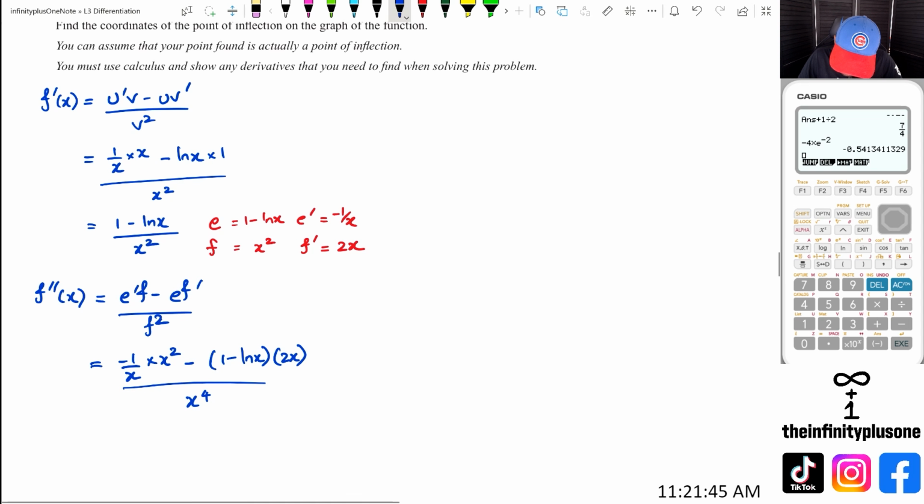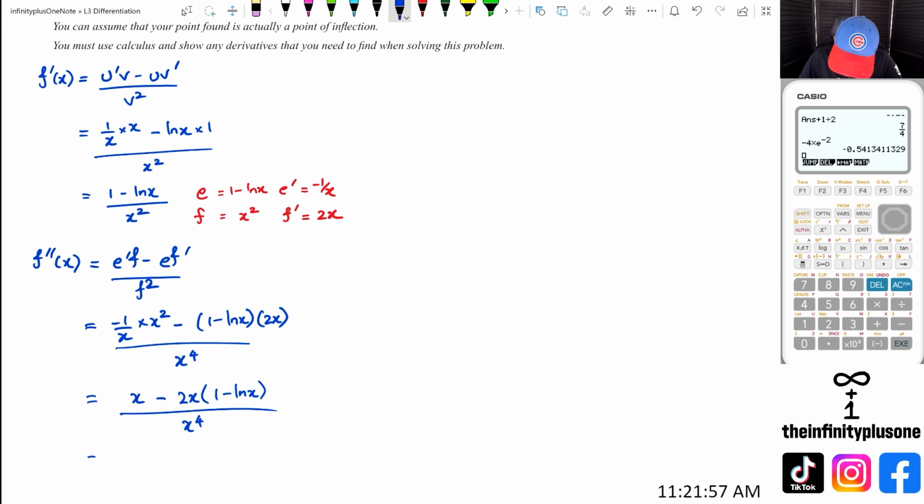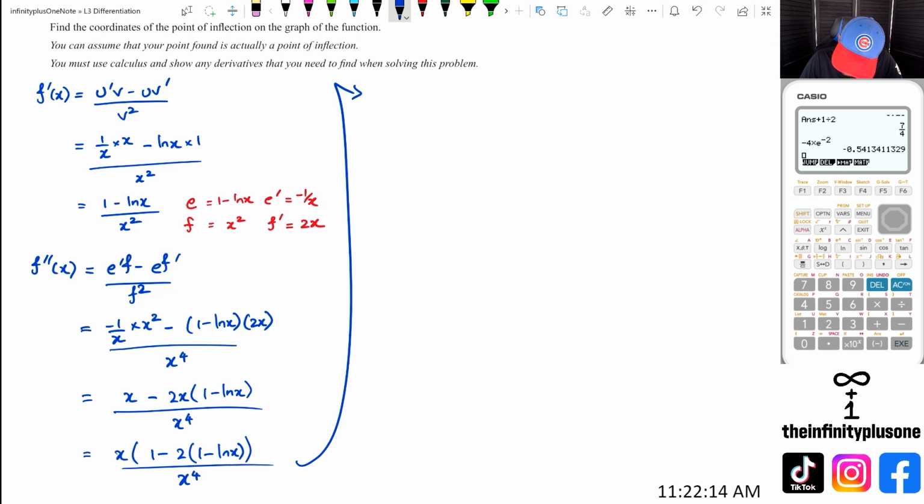We're going to simplify this a little bit because we're going to get x − 2x(1 − ln x) over x to the power of 4. I can see that x is a common factor, so I'm going to take it out. And I'm going to get (1 − 2(1 − ln x)) over x to the power of 4, which then gives me (1 − 2(1 − ln x)) and the whole thing divided by x³. So this is f''(x).